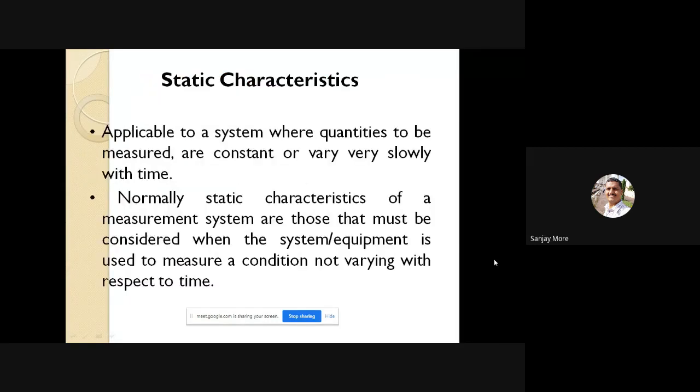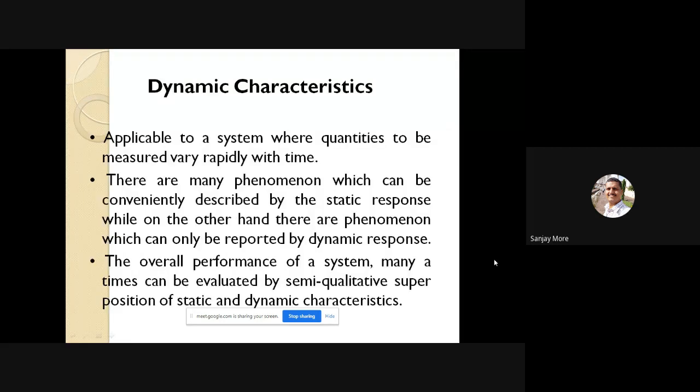So what is meant by static characteristics? Normally, the static characteristics of measurement of any measuring instrument must be considered when the system or equipment is used to measure a condition not varying with respect to time. These are the static characteristics. And dynamic characteristics means the system quantities to be measured change very rapidly with time, meaning the dimension changes with respect to time.